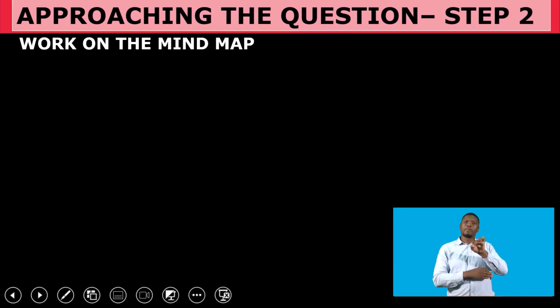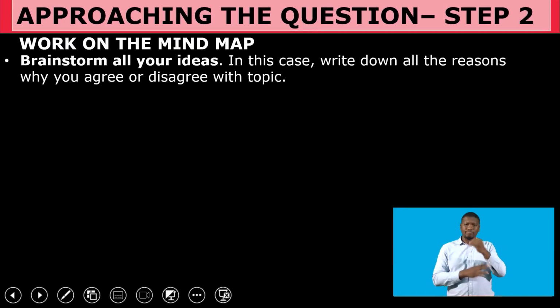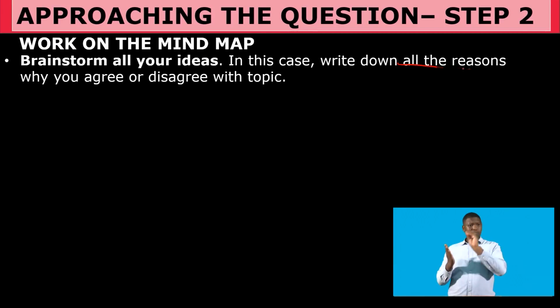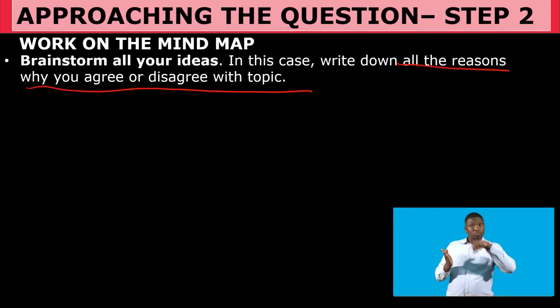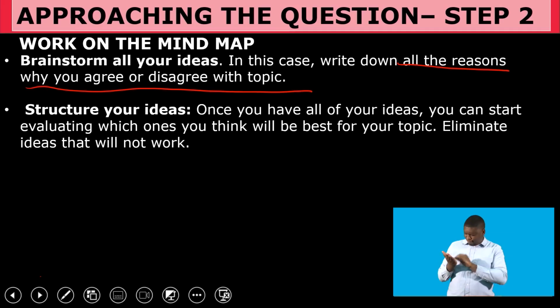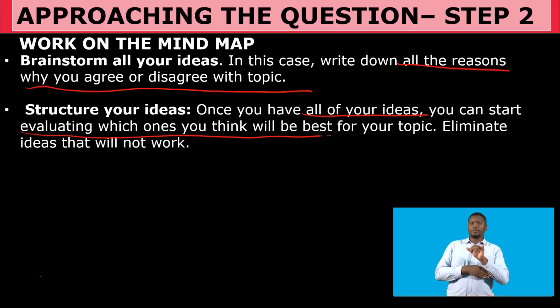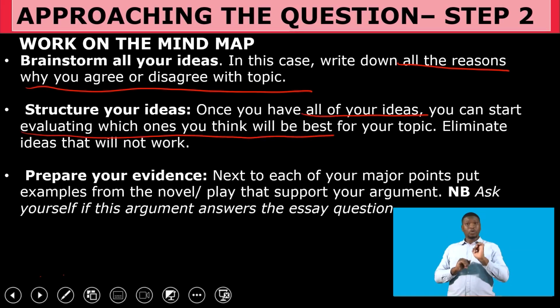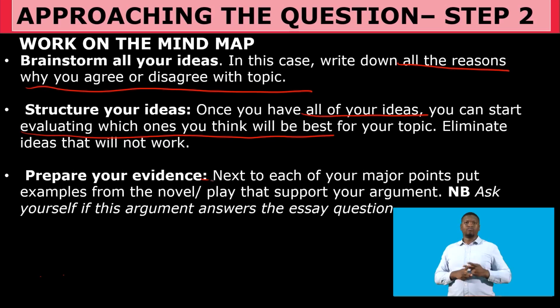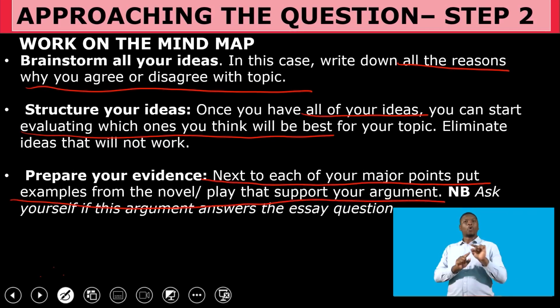Work on the mind map. Brainstorm all your ideas. In this case, write down all the reasons why you agree or disagree with the topic. Structure your ideas. Once you have all your ideas, you can start evaluating which ones you think will be best. Prepare your evidence. Next to each of your major points, put examples from the novel or play that support your argument.